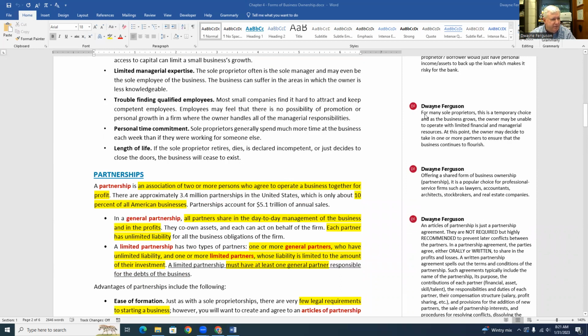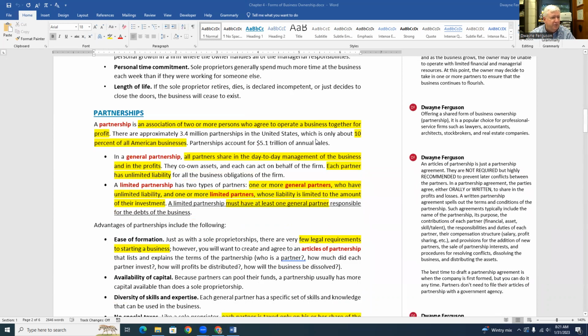Okay, so notice over here on the side, it's a temporary choice. A lot of businesses start out as sole proprietorships, and then they want to get bigger, and they take on partners or become an LLC. And we'll talk about more of that stuff later. But a lot of times it's a temporary choice. Although you saw 72% of businesses are sole proprietorships.